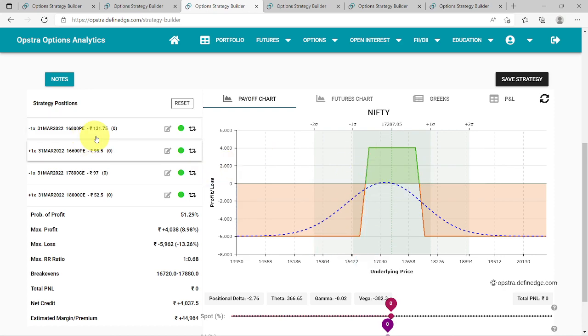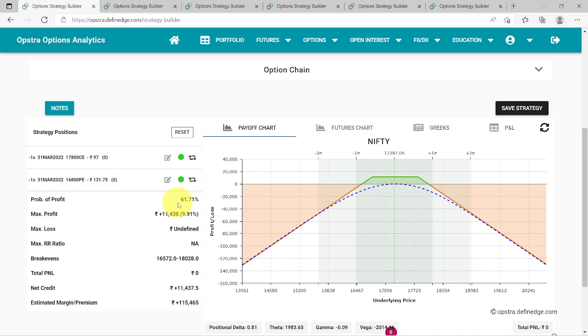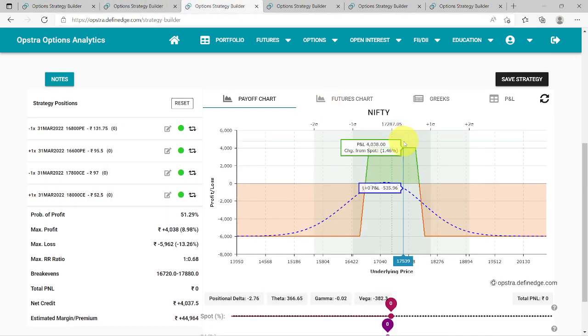See, you have done the same: the 16,800 put and 17,800 call you have sold, and for protection you have bought the 16,600 put and 18,000 call. So in this way, you are protecting your loss to a maximum range of 5,000, whereas your profit has also reduced to 4,000. Earlier, you can see your max profit was somewhere around 11,500, but now that has also declined to 4,000.